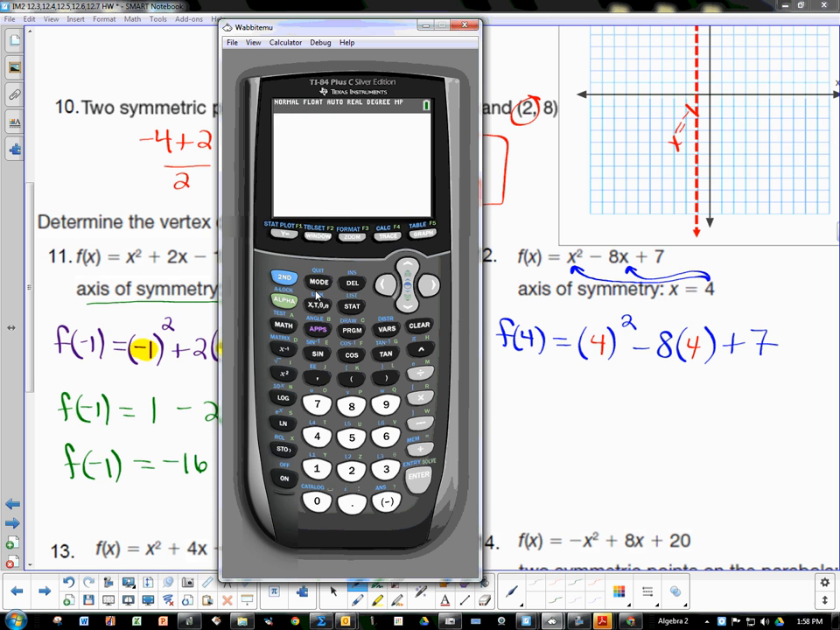And let's go to the home screen. And we'll go 4 squared, and then minus. And you don't even have to do the 8 times 4. I mean, it's going to be 32. But you could do minus 8 multiplied by 4. And then we have plus 7. And there you have it. It's going to be -9. So f at 4 is equal to -9. We have a vertex of 4 comma -9.